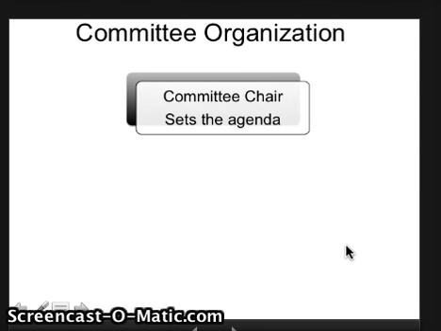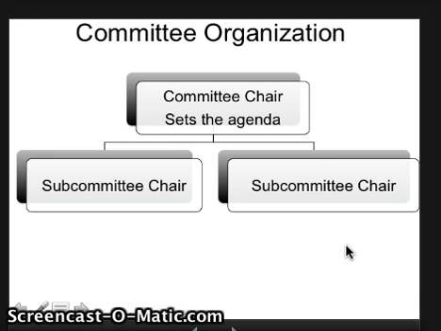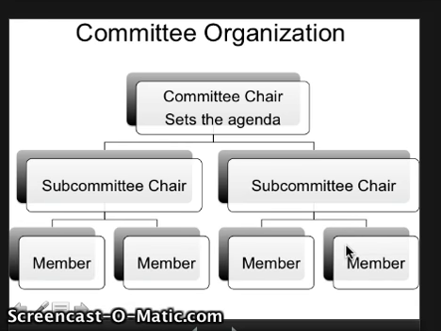Now, committee organization. The committee chair sets the agenda, and then there's subcommittee chairs, and then you are members of the subcommittee. So anyone who's a chair has that power of setting the agenda, which means they help decide which bills actually get to be voted on. If they don't put you on the agenda, then you don't ever get voted on.